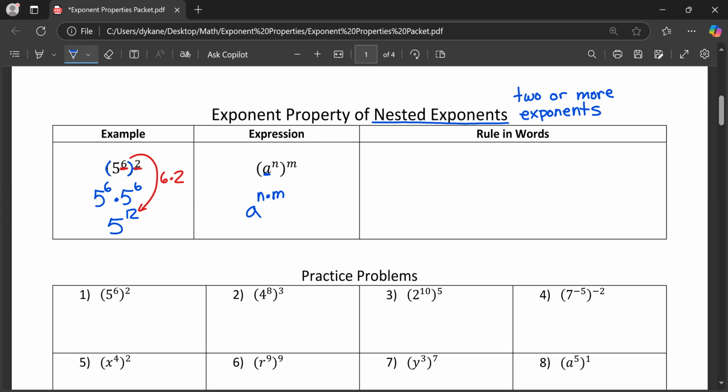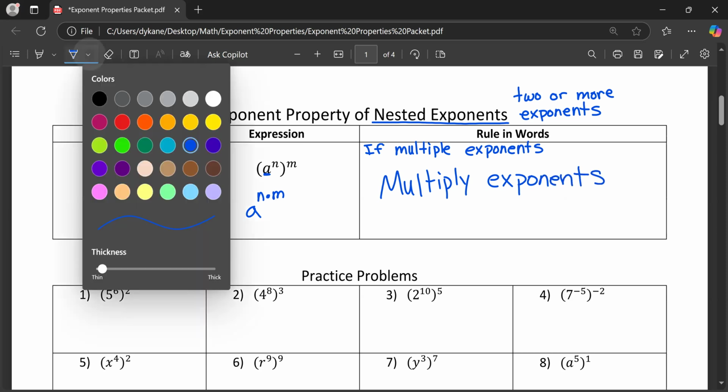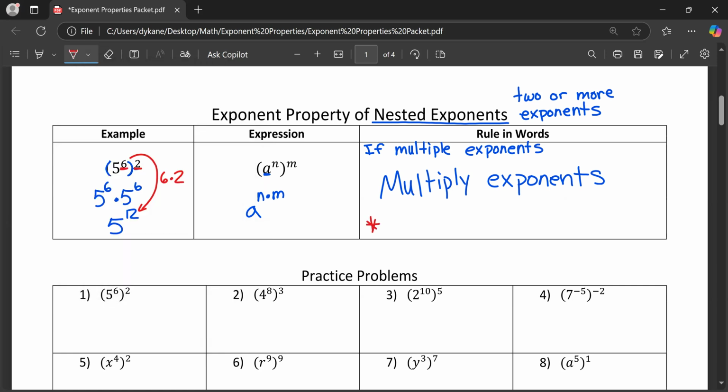So writing it out in words, again, we don't really have to worry about having the same base, because there's only going to be one base. If we have multiple exponents, we multiply the exponents. And again, every time, this is a big thing to remember, what happens to our base? Base stays the same.